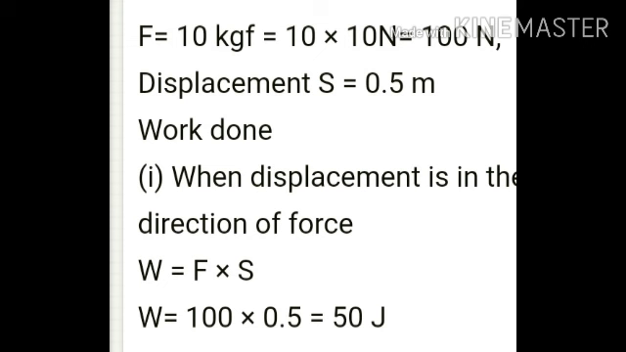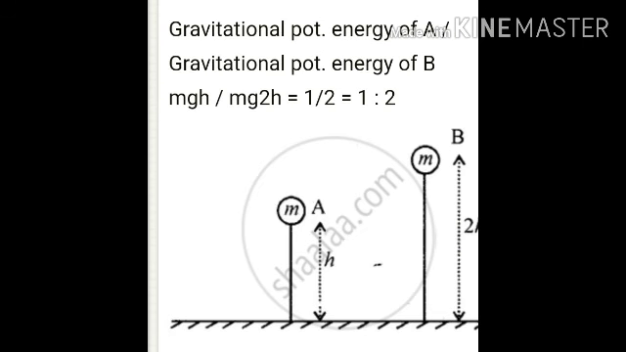Here F is equal to 10 kgf. Now we know that 1 kgf is equal to 10 Newton. So 10 multiplied by 10 is equal to 100 Newton. Displacement is given as 0.5 meters. So W is equal to Fs, where F is 100, multiplied by 0.5, we get 50 joule as our answer.